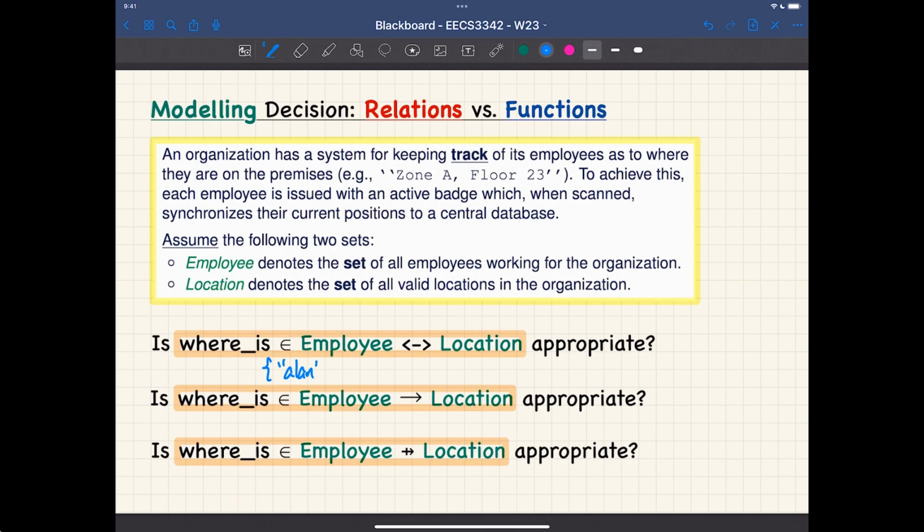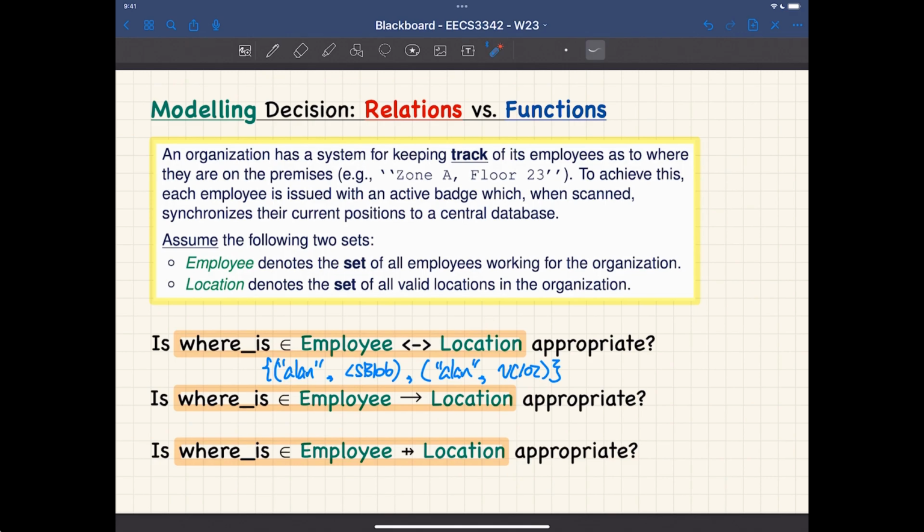Alan, let's say LSB 106. Oh, that should be a pair, of course. Also, I got the same Alan. He might be in Vernier College, let's say 102. This is a relation. Agree? It's a set of pairs, and these values here are employee, and these values are location.